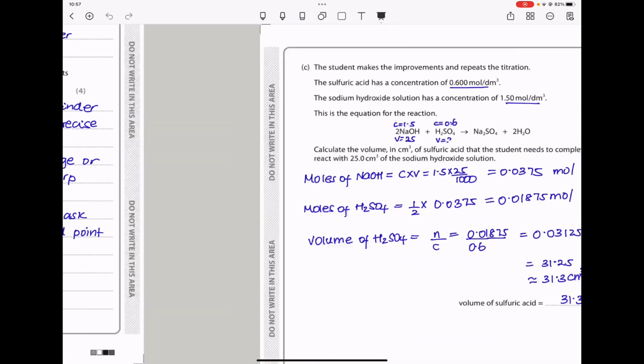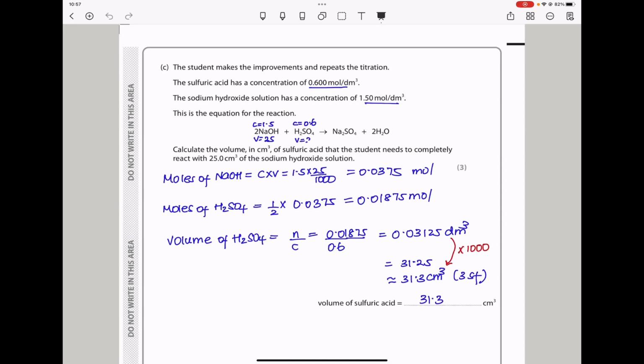Moving on. In part C, the student makes the improvements and repeats the titration. The sulfuric acid has a concentration of 0.600 mole per decimeter cubed, and the sodium hydroxide solution has a concentration of 1.5 mole per decimeter cubed. They say this is the equation for the reaction, which is given there. And then calculate the volume in centimeters cubed of sulfuric acid that the student needs to completely react with 25 centimeters cubed of sodium hydroxide solution.